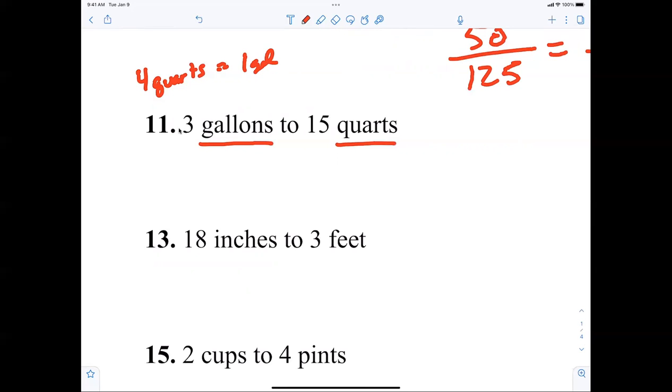Now, listen to me. No, we're not reducing, right? I want you to think about a gallon. Each gallon has 4 quarts. So if you have 3 gallons, how many quarts is that? Is everybody with me on this?